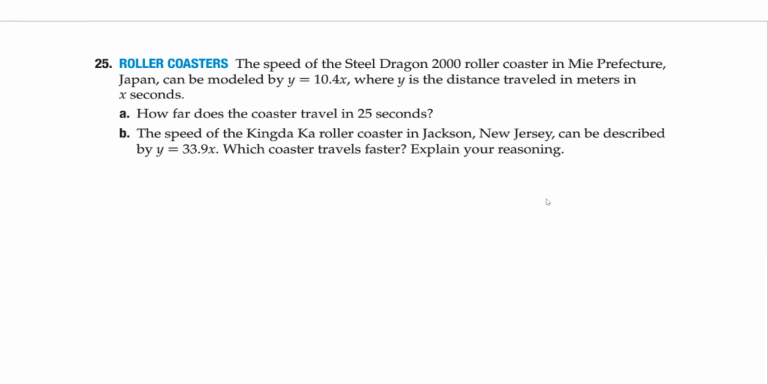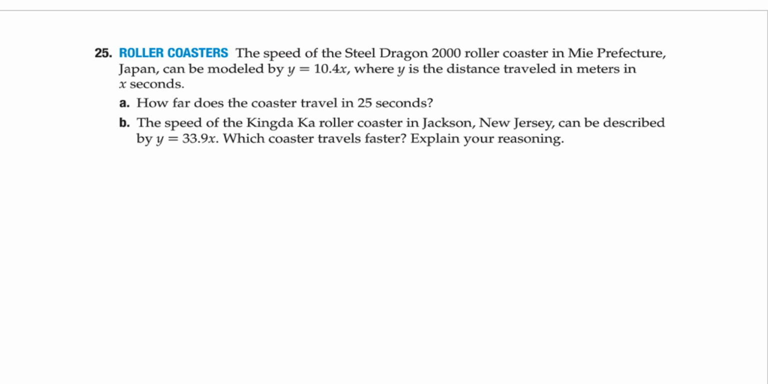Okay, last thing. Another application problem. The speed of Steel Dragon 2000, a roller coaster in Mie Prefecture, Japan, can be modeled by y equals 10.4x, where y is the distance traveled in meters, and x is in seconds. This is the equation. That's what they should tell you every single time.